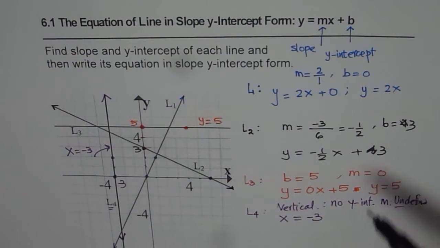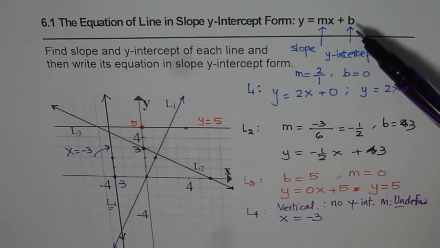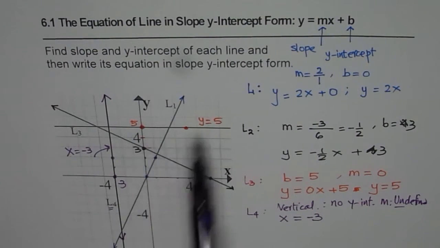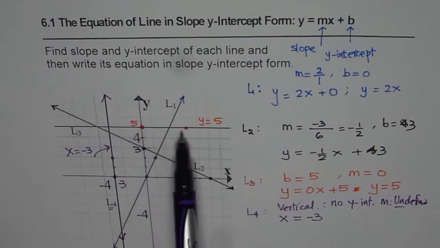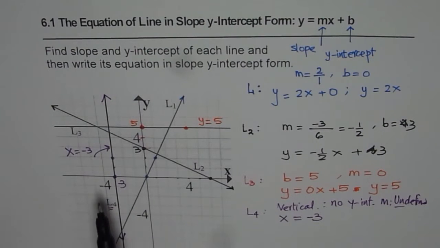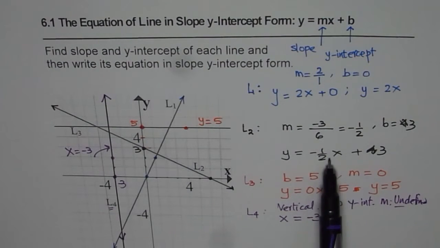So let's go through it once again, and we'll go in the reverse order. For a vertical line, we cannot use slope-intercept form. The equation is x equals the x-intercept. In this case, the x-intercept is minus 3, so the equation is x equals minus 3. Line 3 is a horizontal line which has a slope of 0, and therefore the equation is y equals the y-intercept, which is 5. Line 2 is dropping down with a negative slope, and we have this equation as minus half and the y-intercept of 3. So minus half x plus 3.